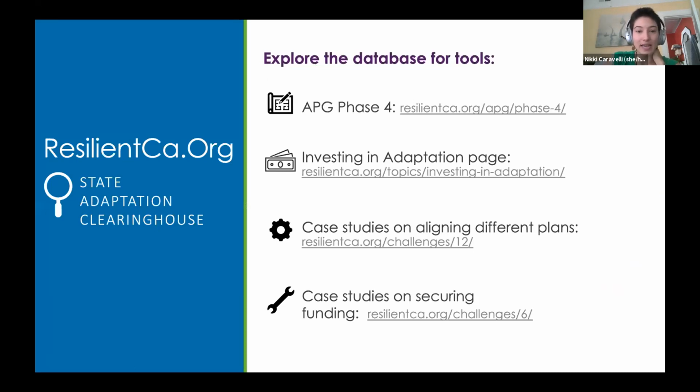So just want to highlight a couple of resources that will hopefully help you at the local level as you're going into the implementation, monitoring, and evaluation phase. We, of course, have our interactive version of the Phase 4 guidance on the Adaptation Clearinghouse. We also have a topical page solely dedicated to investing in adaptation, so it pre-filters all of the resources in the clearinghouse for those that are most relevant to funding, finance, and investment. We also have a couple of case studies focused on this topic, and also some case studies focused on aligning different plans in order to facilitate implementation.